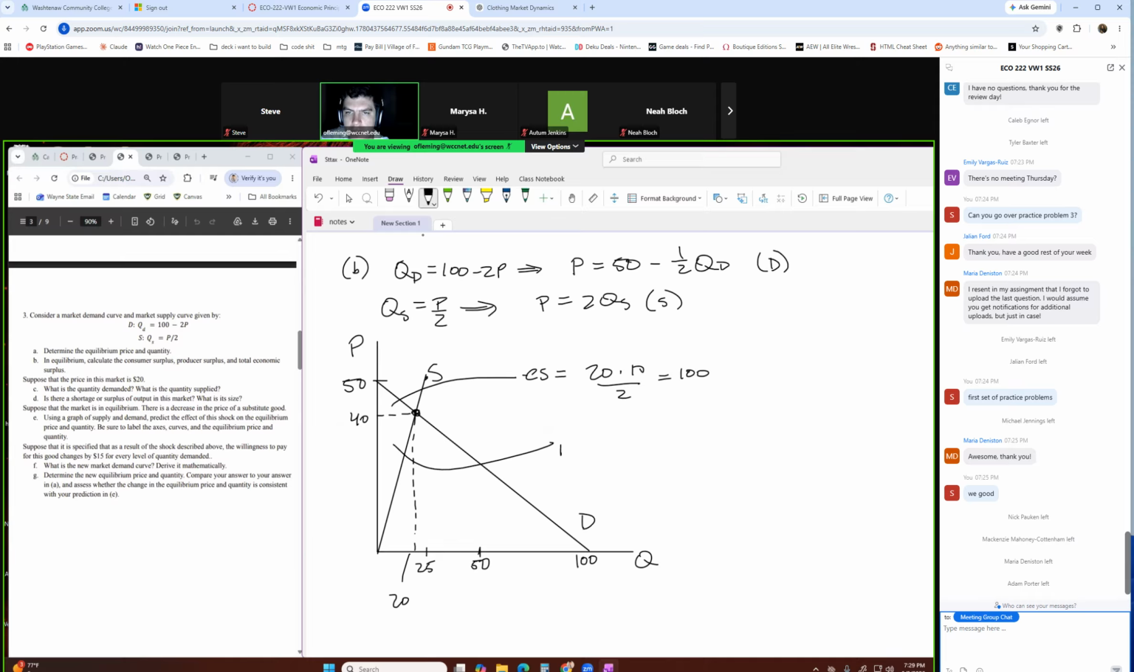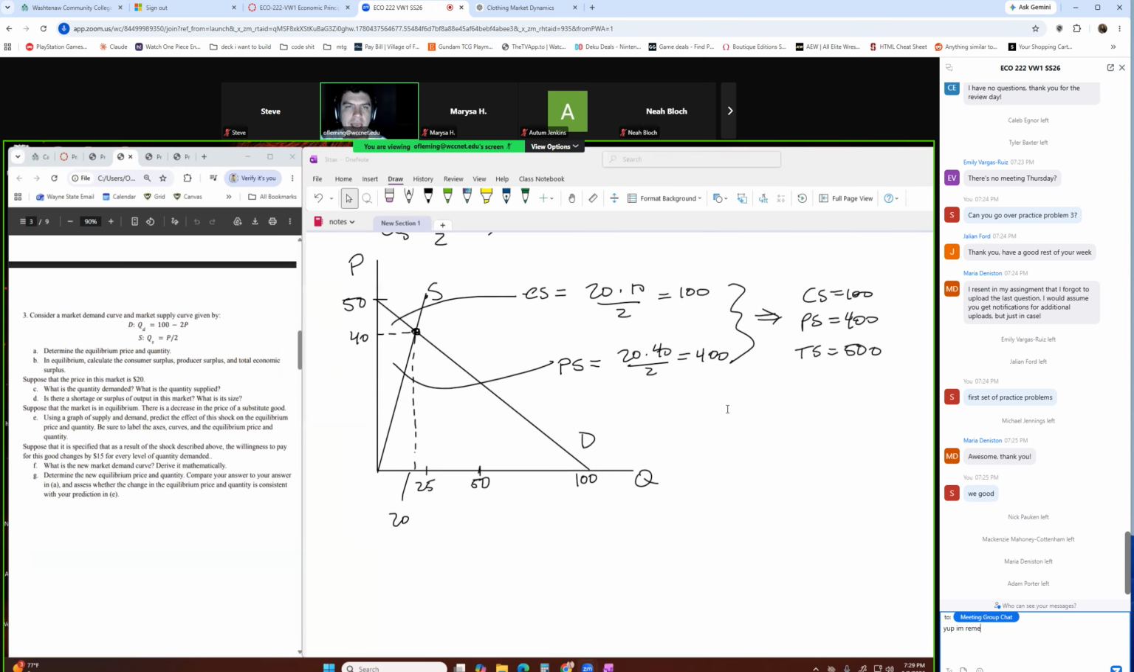And then this is going to be the producer surplus, and the producer surplus is going to be the base of the triangle, 20, times the height of the triangle, 40, divided by 2. That is going to give us 400. So the answer to this question is that consumer surplus is 100, producer surplus is 400, and so total surplus is 500, like so. Okay, good.